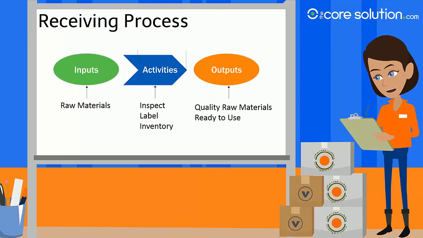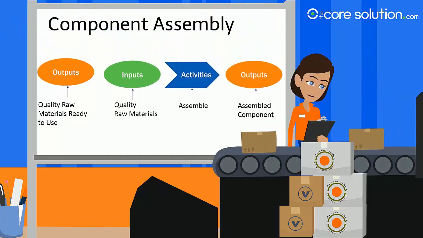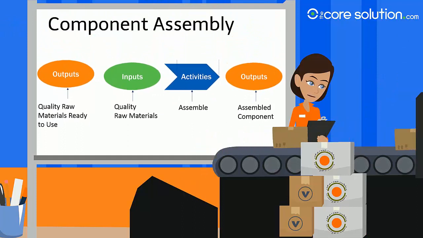One of the inputs is raw materials. The receiving activities would include inspection, labeling, and placing the items in inventory. The output is quality raw materials that are ready for use. The process approach means that the output of one process becomes the input to another. See how the output of the receiving process, the quality raw material, becomes an input for the component assembly process?